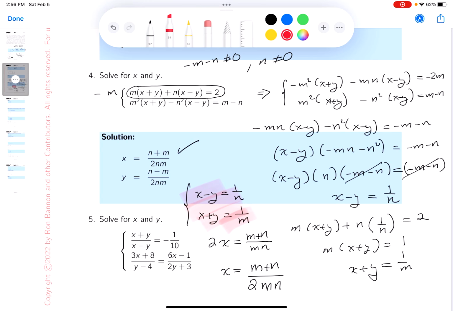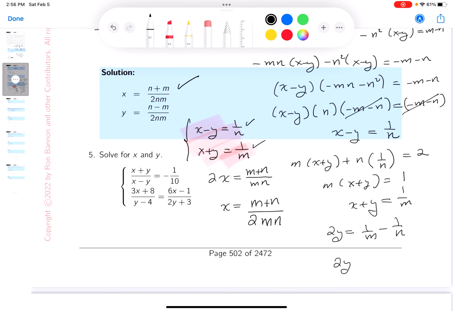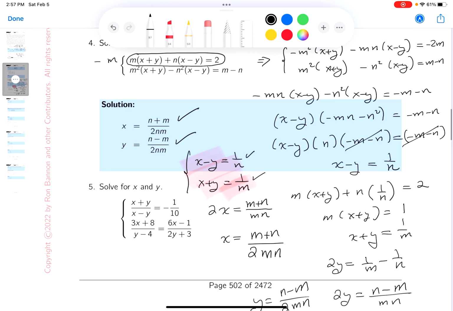You may not agree with that, but I think they're pretty simple to look at. What I'm going to do now, instead of adding them together, is subtract them. So I'm going to take this one and subtract this one. Let me write that down. If you did that, you would get 2y equals 1 over m minus 1 over n. This would be 2y equals (n minus m) over mn. So y would equal (n minus m) over 2mn. Done.